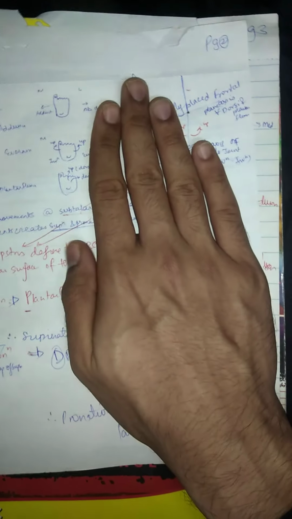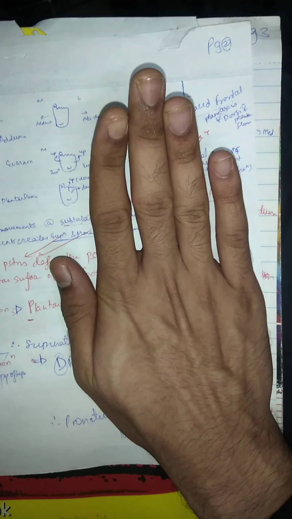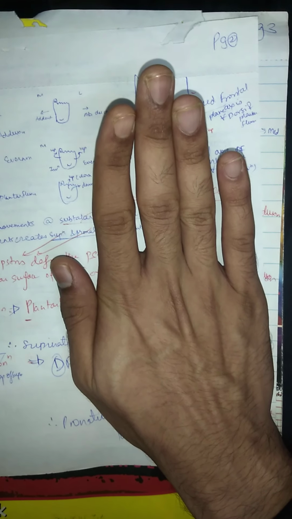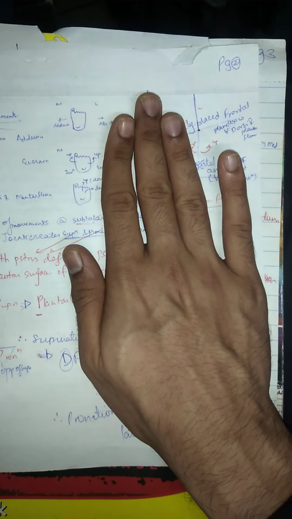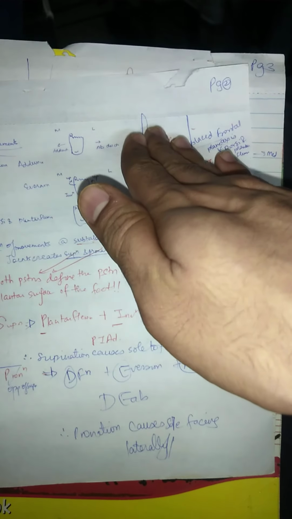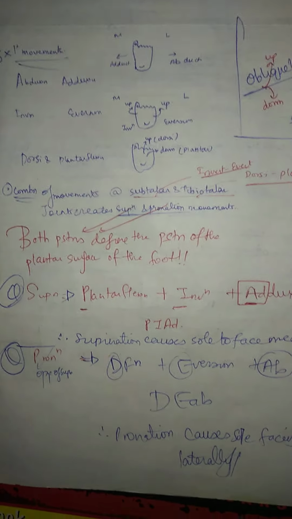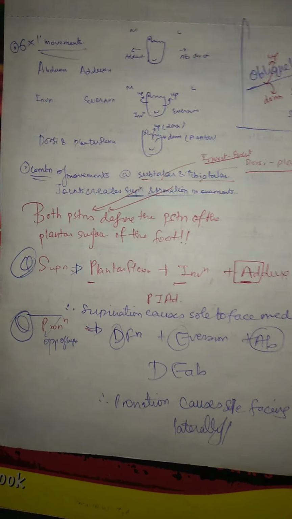Talking about dorsiflexion, if you lift the forefoot upwards, that's dorsiflexion. If you flex the forefoot downwards, that is plantarflexion. So those are all the movements that you need to know. Now, also talking about compound movements.